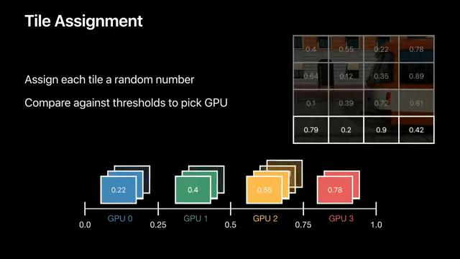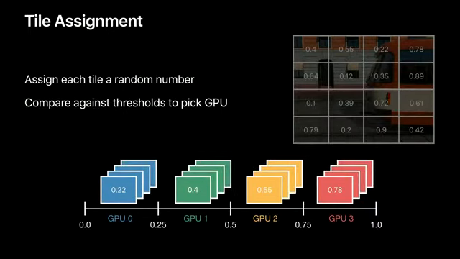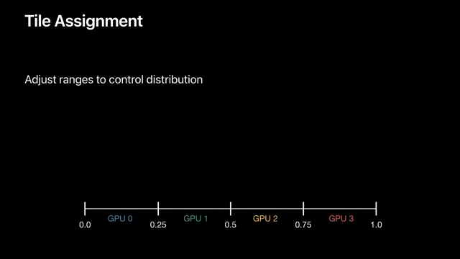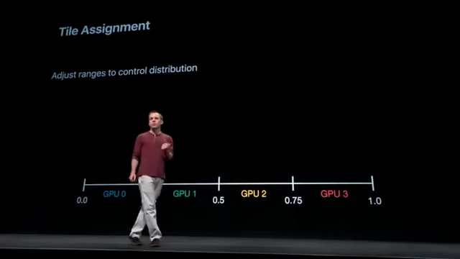Once we've done this for every tile, the output is a list of tiles that we need each GPU to render. As you can see down the bottom there, the ranges that we're using for each GPU are equal. So when assigning tiles to GPUs, they are all equally likely to be chosen. In practice, you almost certainly don't want this. For example, you might need to reserve capacity on one of your GPUs for non-ray tracing tasks, such as denoising or tone mapping.